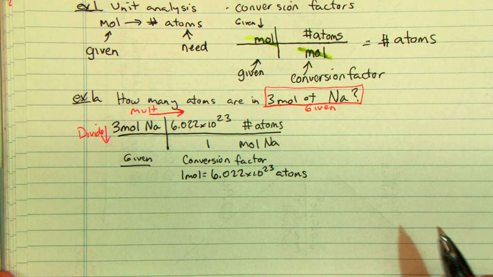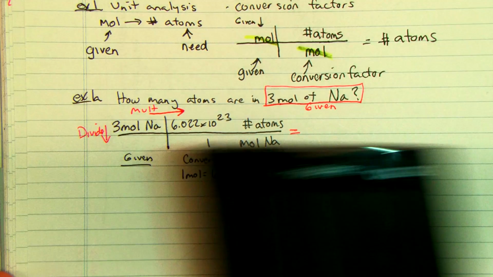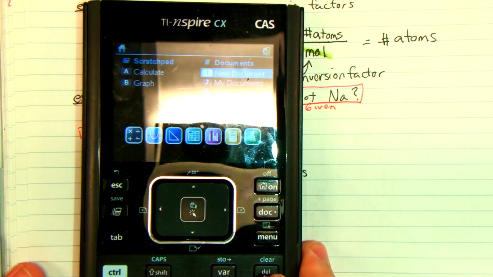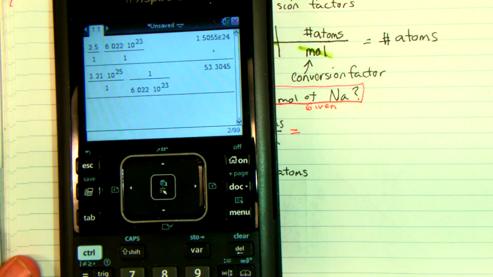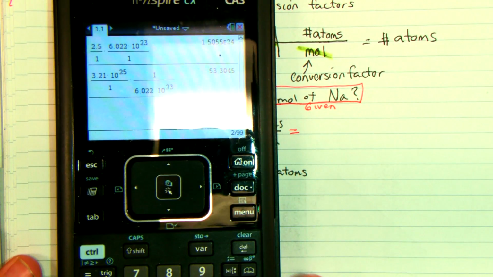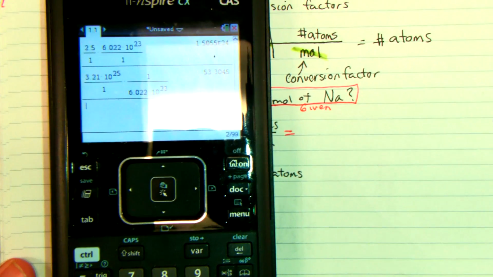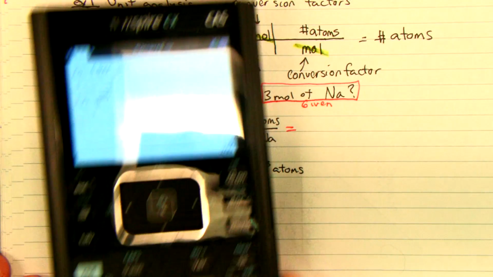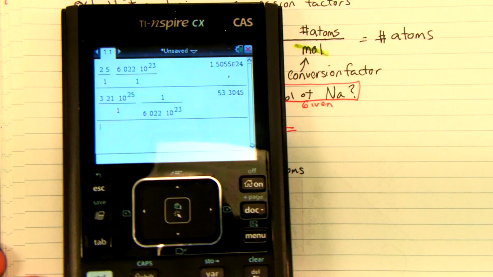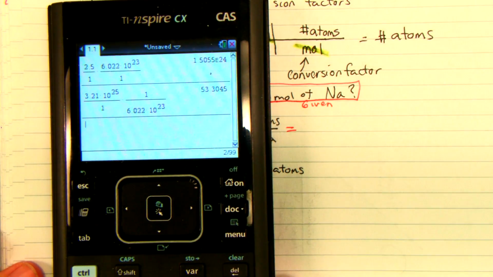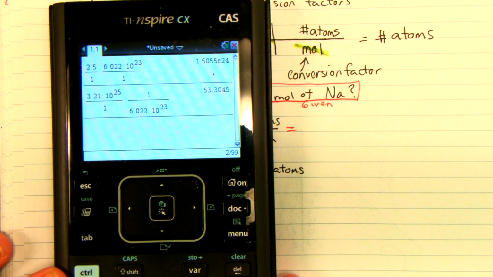So, hopefully this works. There's always a glare. I can't. I've tried.